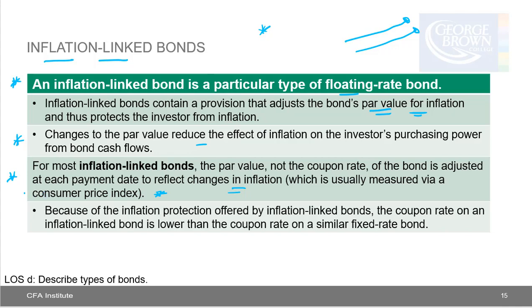So we saw a little bit, now you can see how things are coming together. Why we studied the consumer price index in the economics section is important because it is applied to inflation-linked bonds. Because of the inflation protection offered by inflation-linked bonds, the coupon rate on an inflation-linked bond is lower than the coupon rate on a similar fixed rate bond. That's the other important point when you're comparing or contrasting. Important point to pick up on. Obviously that could be tested.